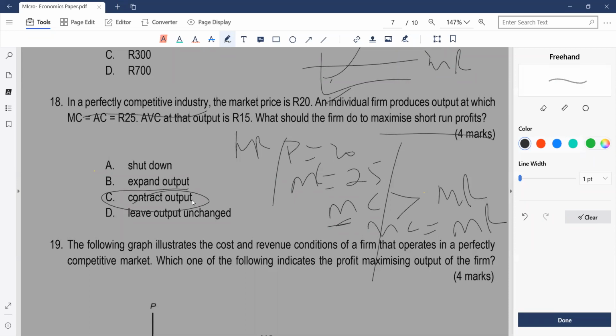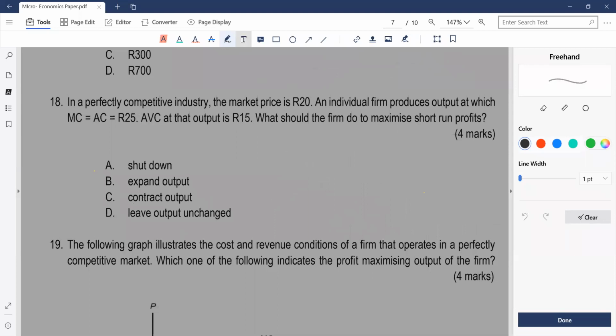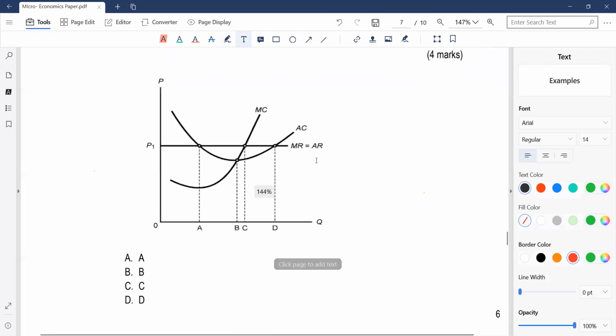Happy? All right, guys. So I'm proceeding. That is number 18. Let's go to number 19.